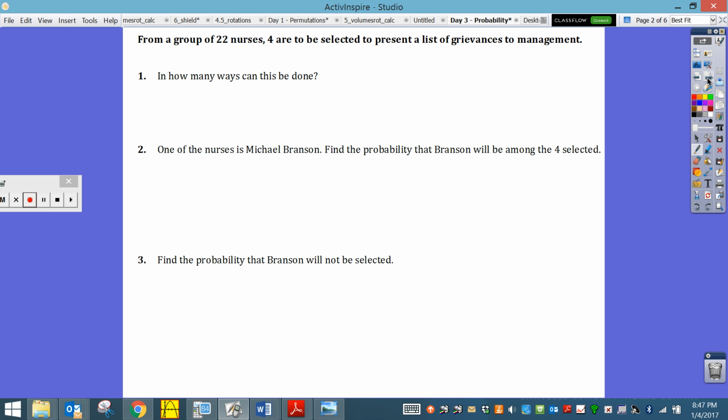From a group of 22 nurses, 4 are selected to present a list of grievances to management. How many ways can this be done? So this isn't a probability question, this is just in how many ways can it be done. The first thing you want to think about is, is this a combination or a permutation? Remember, in a permutation order matters and in a combination order doesn't matter. Sure enough, this is a combination because it doesn't matter how we choose the 4 that are going to be selected. All that matters is that 4 people out of the 22 have to be selected.